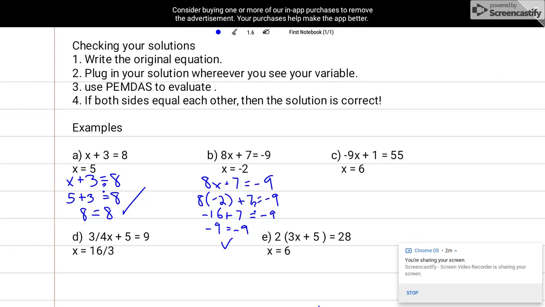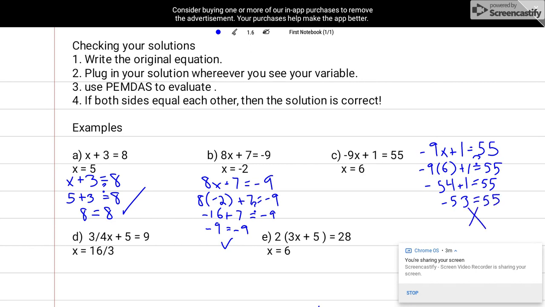Let's look at C. So here I'm going to rewrite negative 9x plus 1 equals 55. So I'm going to take a 6 and plug it in everywhere I see an x. Don't forget your parentheses. So negative 9 times 6 gives me a negative 54 plus 1 equals 55. So negative 54 plus 1 is negative 53 equals 55. Are those sides equal? No, they are not.